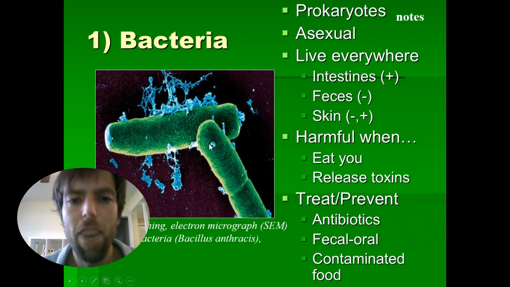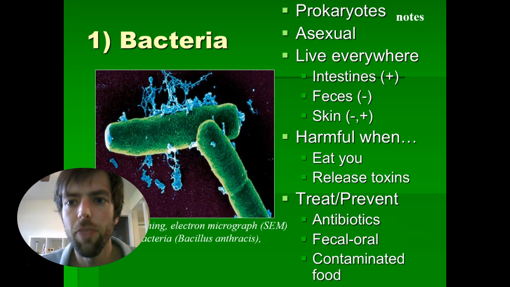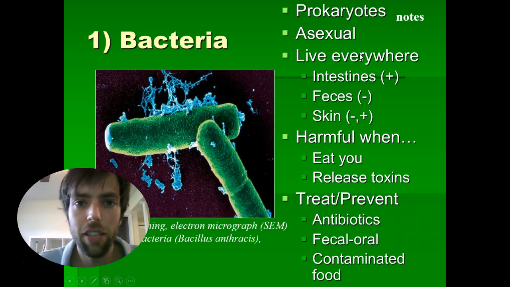Ta-da! Bacteria. This slide's going to help us fill out the whole first row for bacteria except for the examples. So bacteria, we're going to write down they are P for prokaryote. You can abbreviate asexual for how they reproduce. As you guys know, they tend to live everywhere. And because they live everywhere, sometimes it's good that we have bacteria and sometimes it's bad.